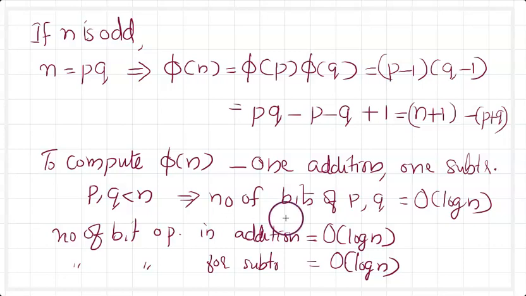Hence, the total number of bit operations required in computing phi of n will be big O of log n plus big O of log n, which will again be equal to big O of log n.